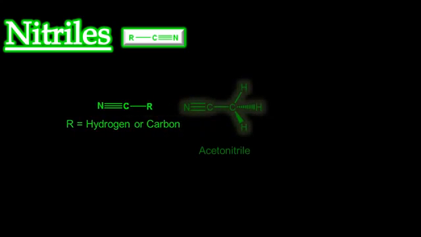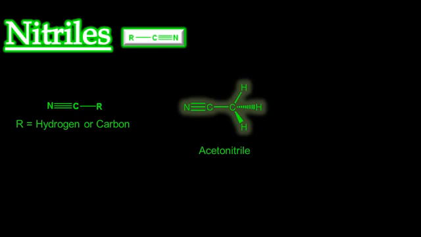Nitriles are similar to amines in that they consist of a nitrogen bonded to a carbon, but differ in that this nitrogen is bonded triply to the carbon, and the carbon is then further bonded to either a hydrogen or another carbon. Let's look at some examples of nitrile-containing organic compounds. Shown here is acetonitrile, which has its R group replaced with a single methyl group forming a 2-carbon nitrile.